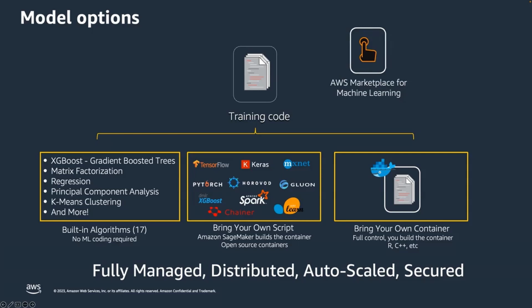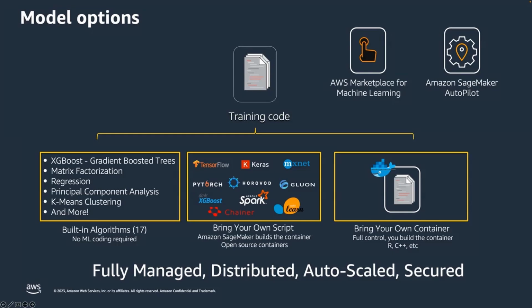In addition to this, you can also find algorithms in AWS Marketplace for machine learning. There's a number of partners that put algorithms up in Marketplace and make them available to you for easy deployment into your SageMaker environment.